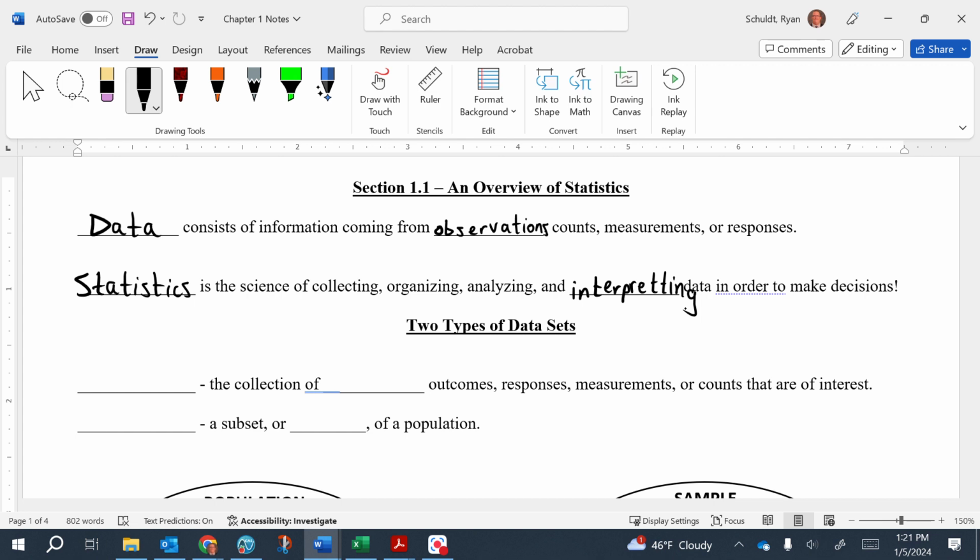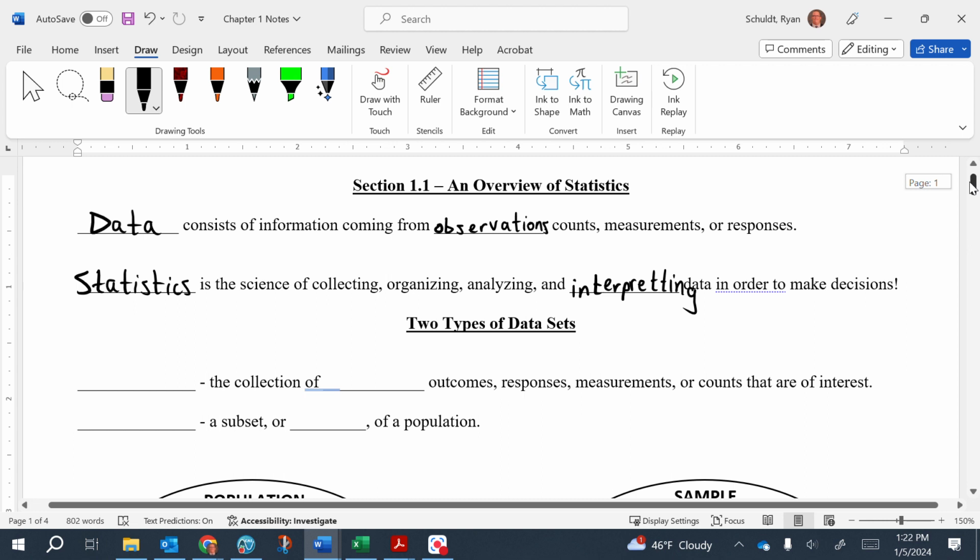So that's basically the whole process. You collect your data, you organize it, maybe you look at some pretty graphs or charts, and then analyze what's going on. That typically follows from looking at the graphs and charts. And then interpreting means you're trying to predict the future. That's where the big money is made in the field of statistics. Can you predict the future?